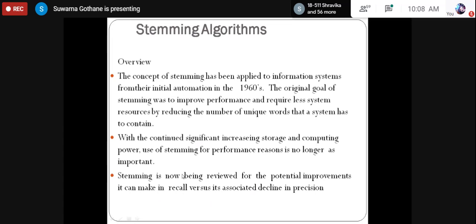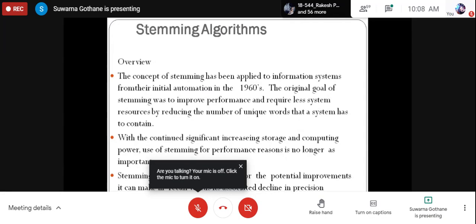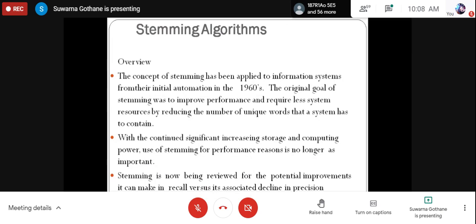So recall is going to increase, meaning stemming is now being applied for the potential improvements it can make in recall versus its associated decline in precision. As there is huge data, the search you enter can return 10 pages, or 50 pages, or 100 pages. If you google, it keeps increasing.